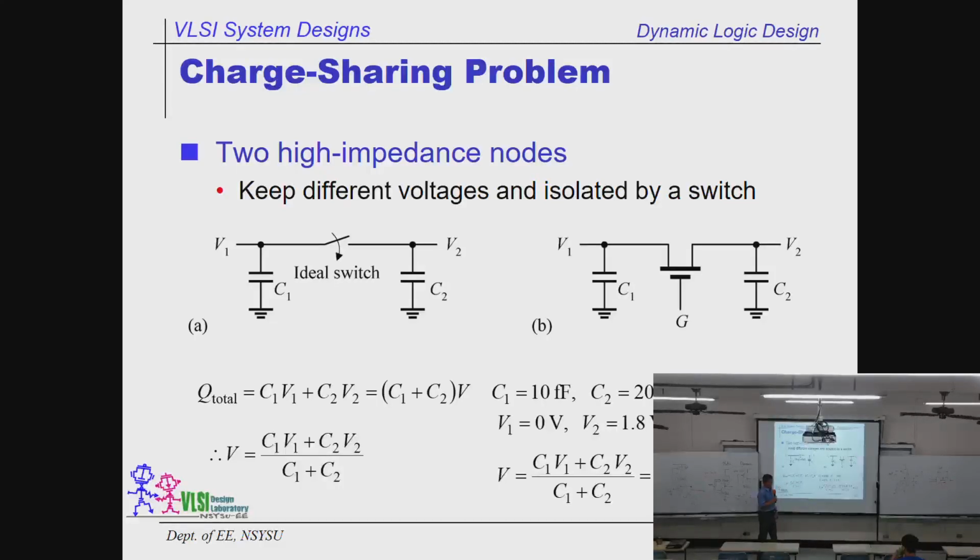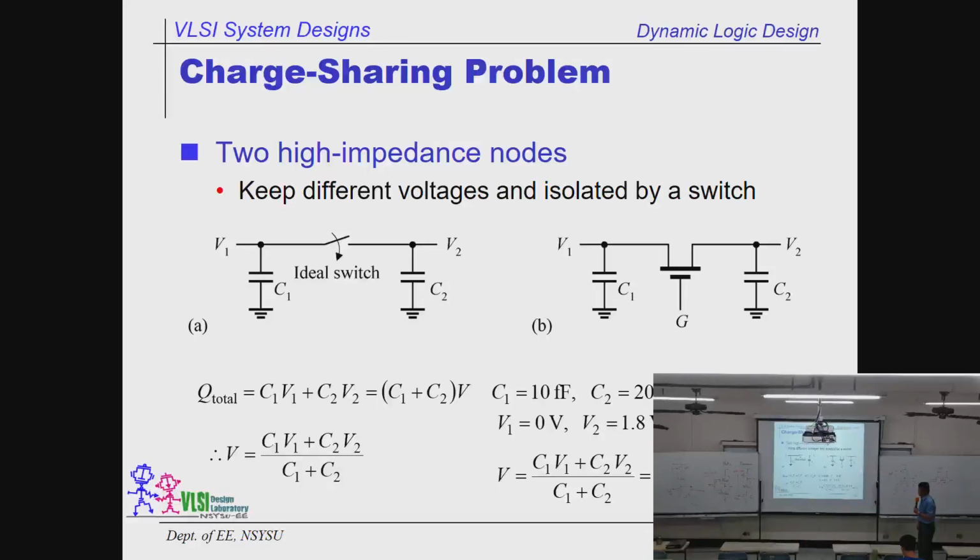Okay, charge sharing. Now, we plug in some numbers because students like numbers. C1 is 10, C2 is 20, and V1 is 1.8, V2 is 0. What's going to happen after you close the switch? The final voltage will become what? 1.2. 1.2 is not 0, it's not 1. It's somewhere in the middle. So if you accidentally turn on one of the transistors in the N block, you might create the same problem over here. So this is how it works. This is called charge sharing.